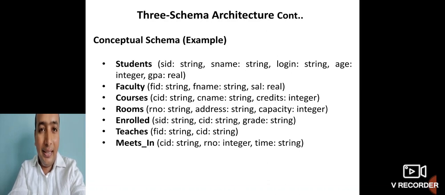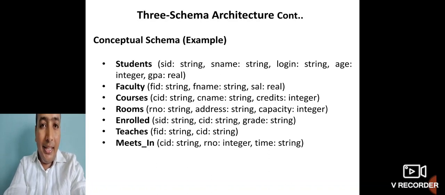So this example depicts the conceptual schema. So I think, dear students, now you understood about your internal schema and you have also understood about a conceptual schema.